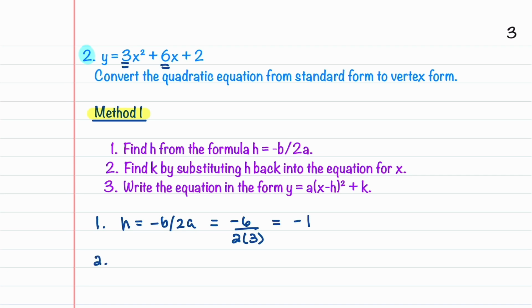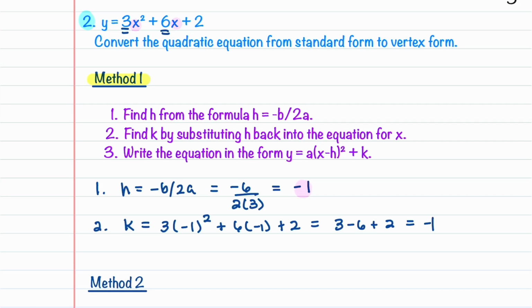Our second step is to find k. So k is our value y when we plug in minus 1 for x. This gives us 3 times minus 1 squared plus 6 times minus 1 plus 2. Now let's simplify this. This is just 3 minus 6 plus 2, which is 5 minus 6, which is minus 1. Let's now go on to our third step.